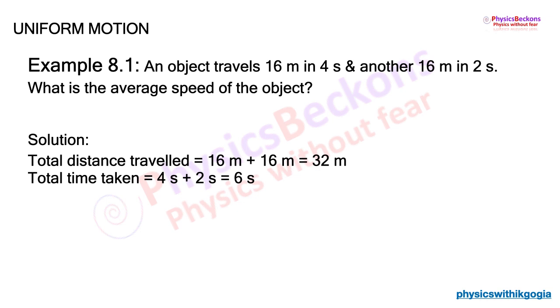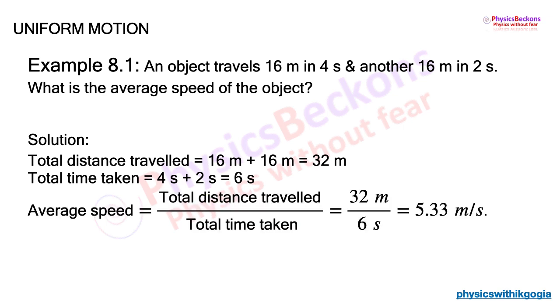Total distance is 16 meters in the first part and 16 in the second part, making a total of 32 meters. The total time taken is 4 seconds for the first part and 2 seconds for the second part, that is 6 seconds. Average speed we can calculate using the relevant formula: total distance traveled over total time taken, that is 32 meters divided by total time 6 seconds, which gives you 5.33 meters per second. Thus, the average speed of the object is 5.33 meters per second. Once again, we emphasize that the object has not moved at this speed for all the time.